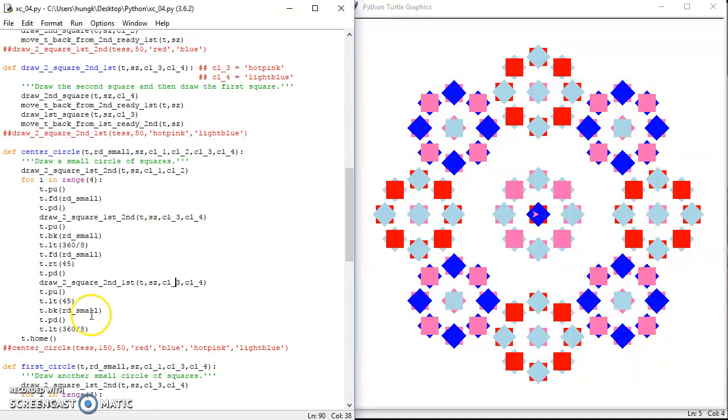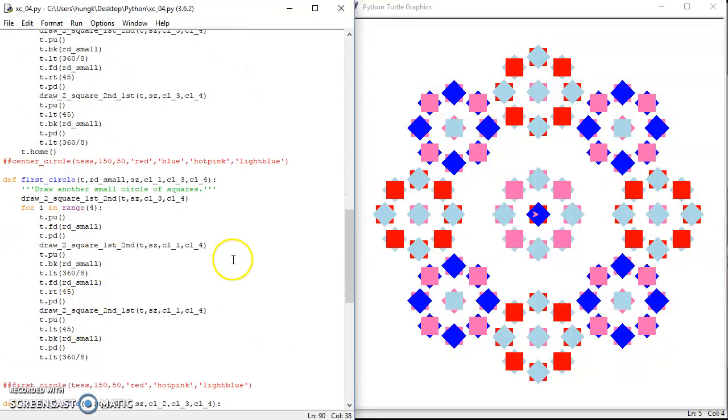For the first one here, I'll just make the same thing. We'll see this one, the same thing with a center circle, but just change the color, and that's all we have to do. Just change the color. The rest of the code is almost the same.